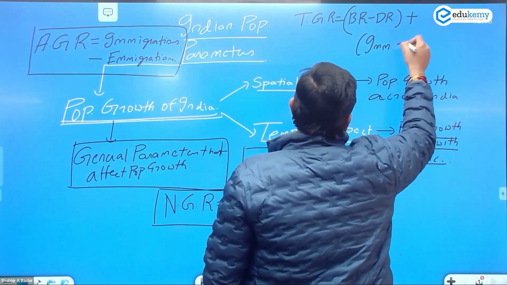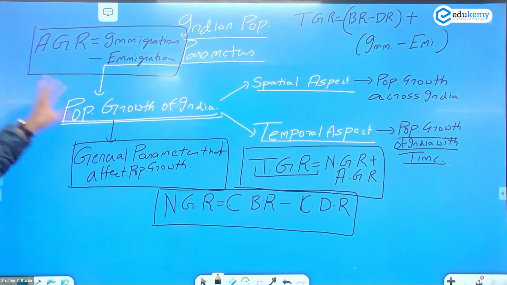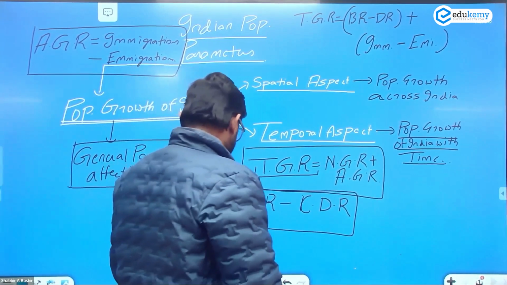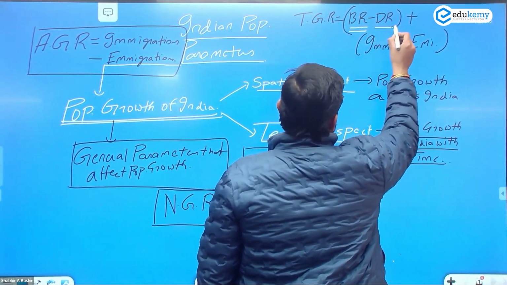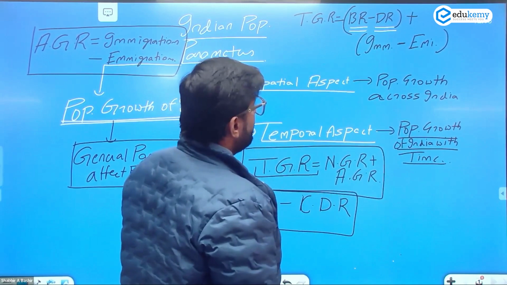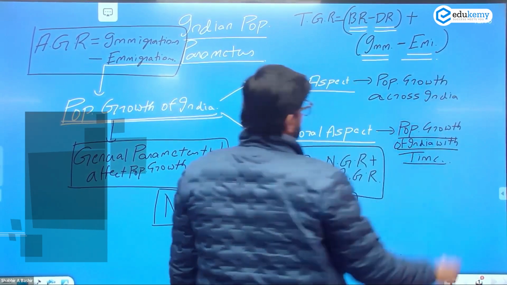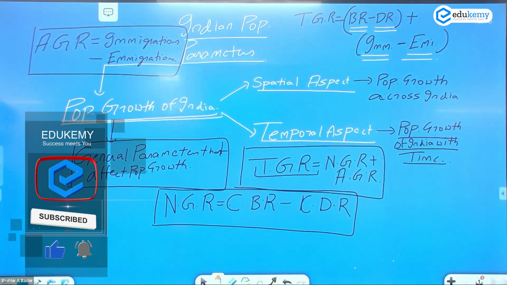immigration minus emigration. So when we are talking about population growth, guys, how many parameters are there that we have with respect to population growth? There are 4 parameters that actually affect population growth in any area. That is the birth rate, the death rate, the immigrations, and the emigrations. So this is, guys, the first thing that we need to understand when we are talking about population growth.